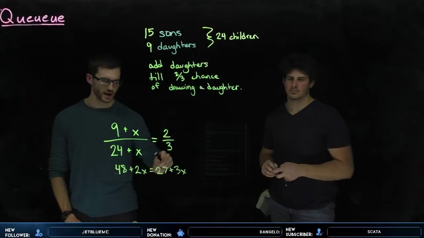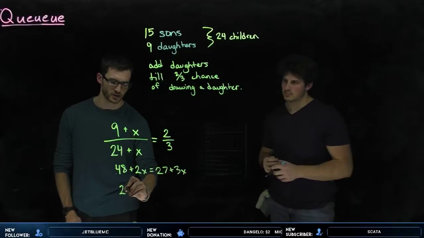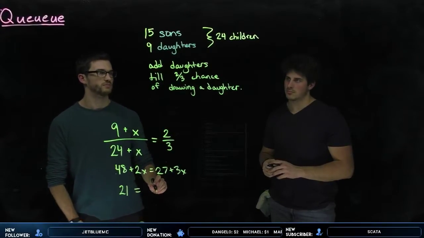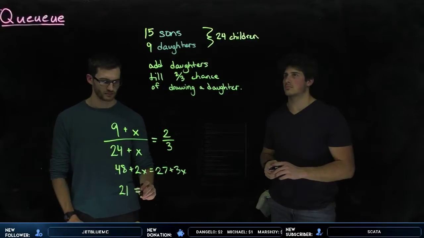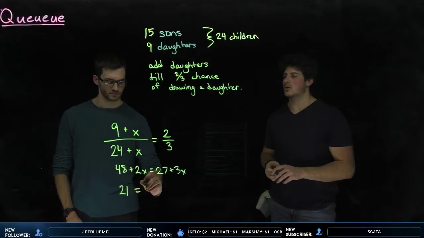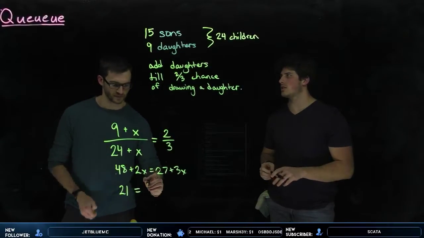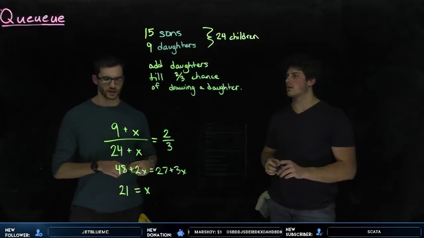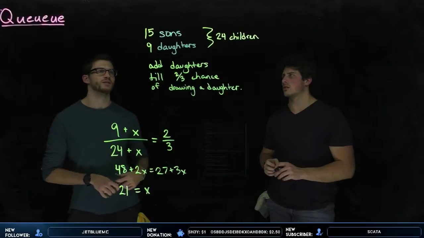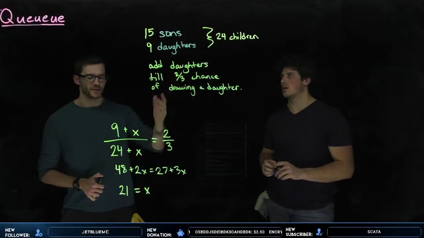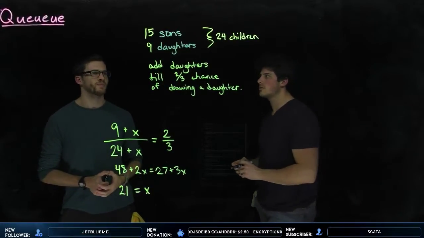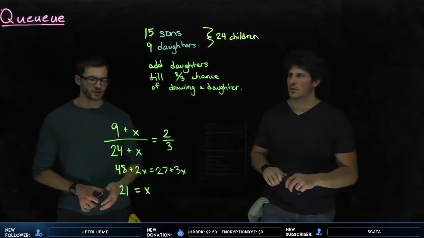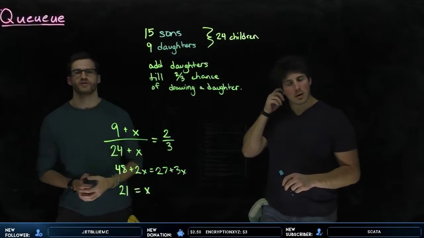Subtract 2X, subtract 27, we get 21 equals, really? That's a lot. So hold on. Think about it. 21 plus 15 is 36. No. Wow. But did I mess it up royally? No, I didn't. There are just not a lot of daughters to start out with. So you have 30 daughters. Sorry, not 21. 30, so 21 plus 24 is 45. X. So that means you have 30 daughters out of a total of 45 children.